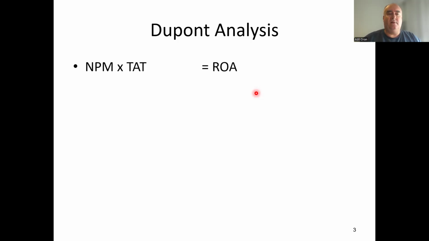The first one, ROA, return on assets, net income over total assets, can be calculated as the multiplication of net profit margin and total asset turnover. So the return on assets is made up of how successful we are at generating profits out of our sales, as measured by NPM, net profit margin, multiplied by our efficiency at generating sales out of our asset investments. Multiplying these two gives us our ROA.